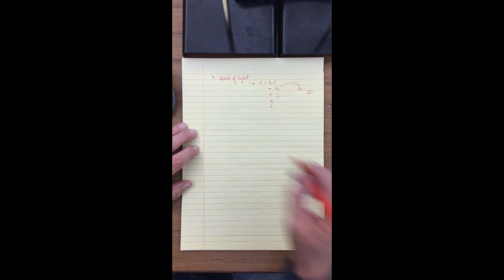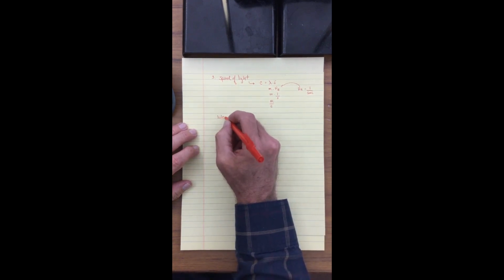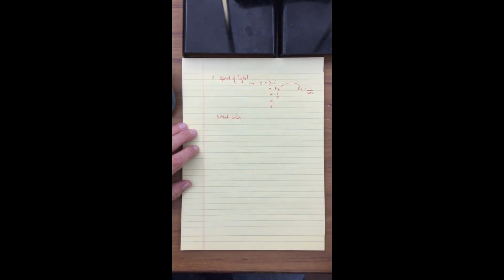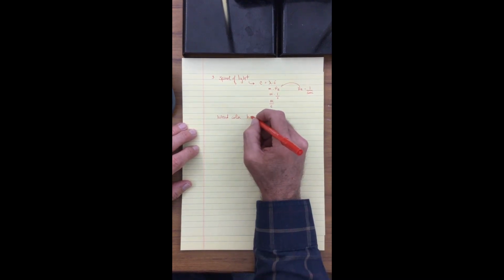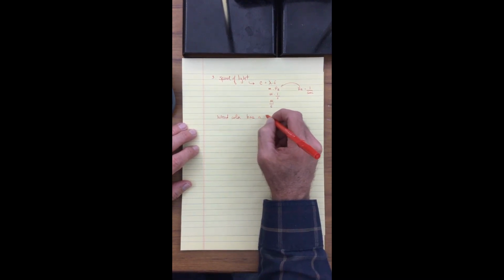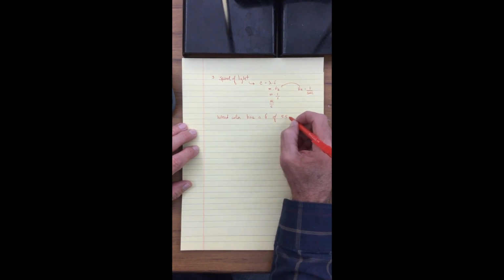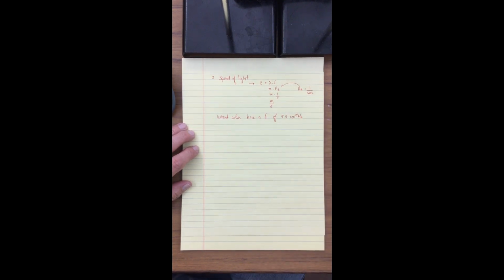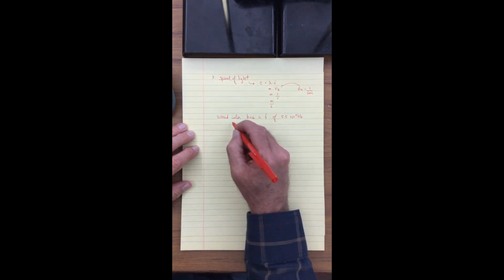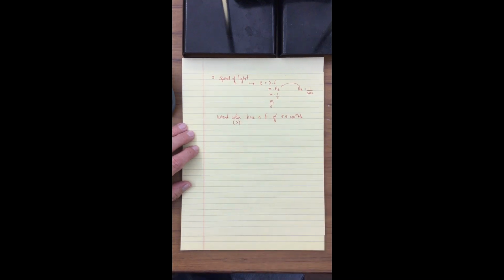So you might have some questions that look something like this. What color of light has a frequency of 5.5 times 10 to the 14 hertz? So what color means, what's the wavelength? That's what this question is asking. Because remember, the color is measured with the wavelength between 400 and 700 if it's visible light.